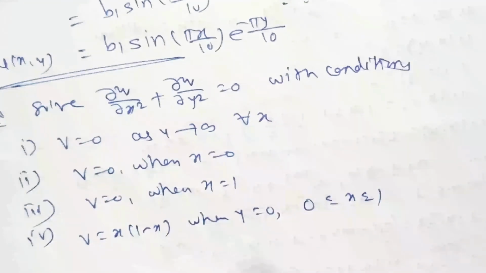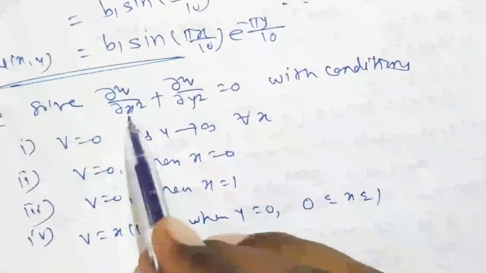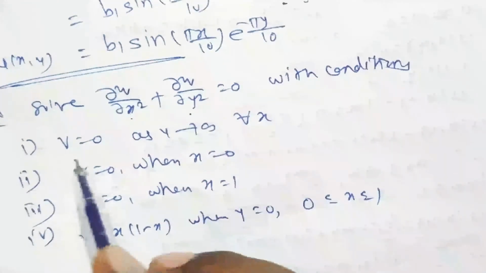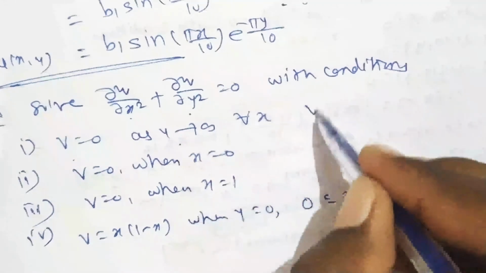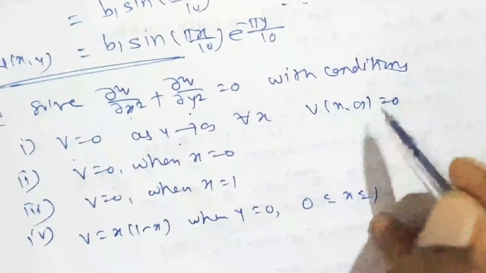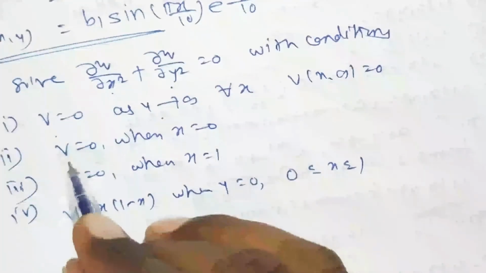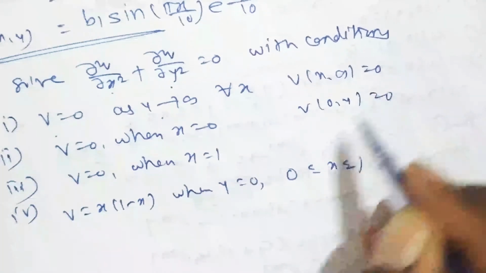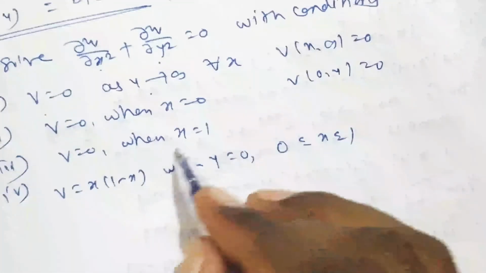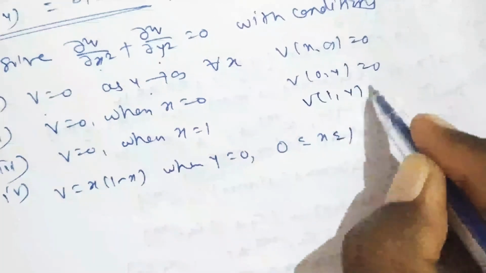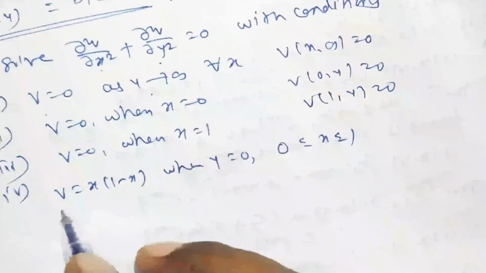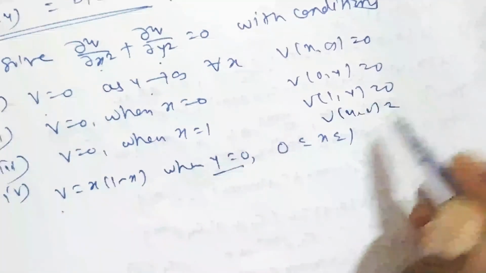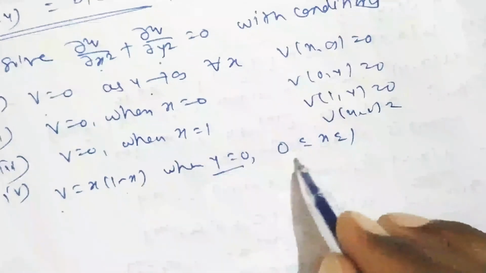So the next problem you try at home. The problem is to solve del square v by del x square plus del square v by del y square equal to 0, with conditions: v equal to 0 as y tends to infinity, meaning v of x infinity equal to 0. Second condition: v equal to 0 when x equal to 0, meaning v of 0y equal to 0. Third condition: v equal to 0 when x equal to 1, meaning v of 1y equal to 0. Fourth condition: v equal to x into 1 minus x when y equal to 0, meaning v of x0 is x into 1 minus x if x lies between 0 to 1.